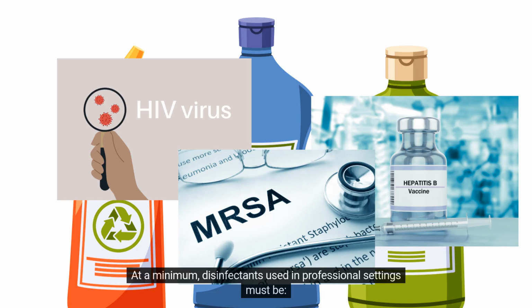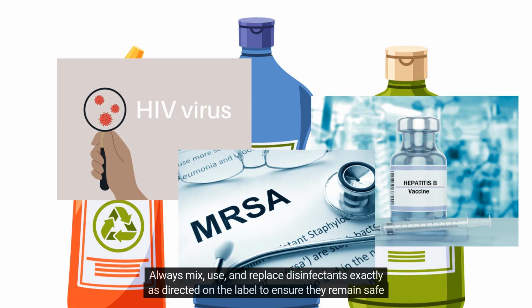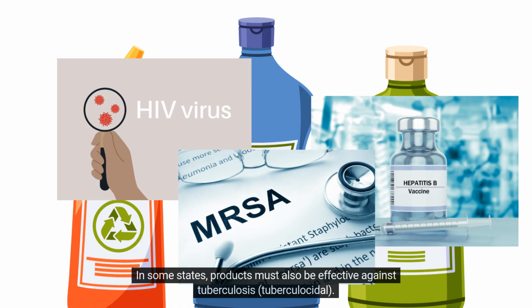At a minimum, disinfectants used in professional settings must be bactericidal, capable of destroying harmful bacteria, virucidal, capable of destroying viruses, and fungicidal, capable of destroying molds and fungi. Always mix, use, and replace disinfectants exactly as directed on the label to ensure they remain safe and effective. In some states, products must also be effective against tuberculosis, tuberculocidal. Be sure to check your state board rules and regulations to confirm compliance.